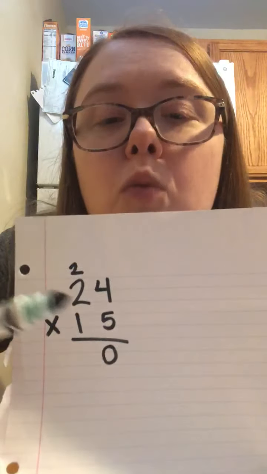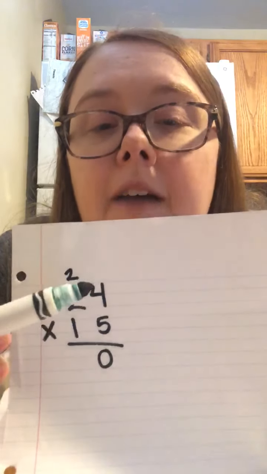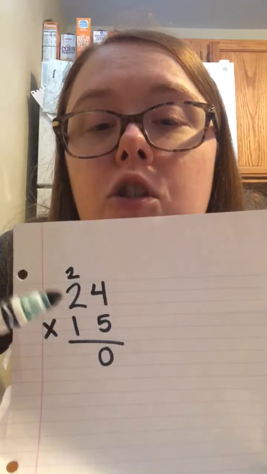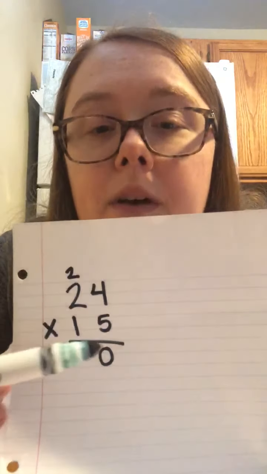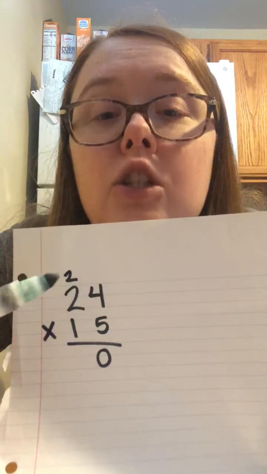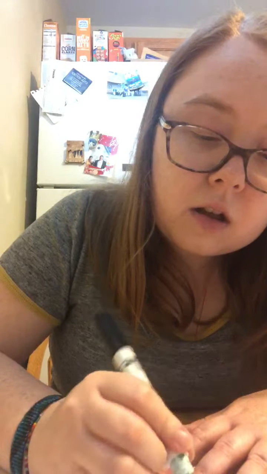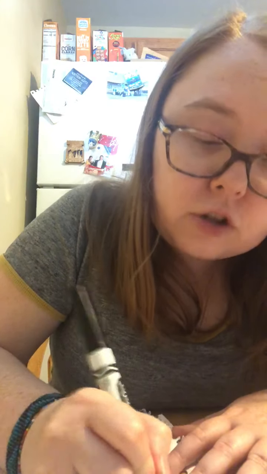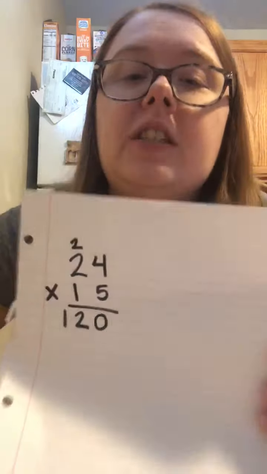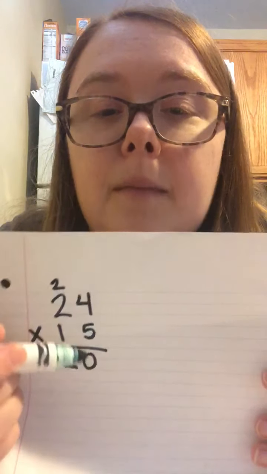I have 24 times 5 that I'm still working on. 5 times 4 was 20. Now I'm going to go here and multiply 5 times 2, add my 2 as well. So 5 times 2 is 10, and 10 plus 2 is 12. I have 120 as my answer then. 24 times 5 would give us 120. We've finished the first step of multiplying 24 times 5.